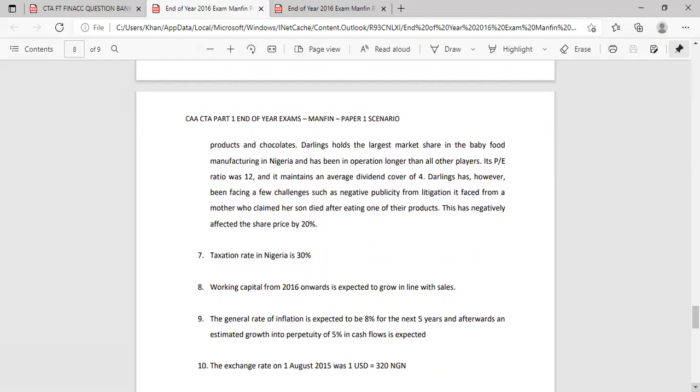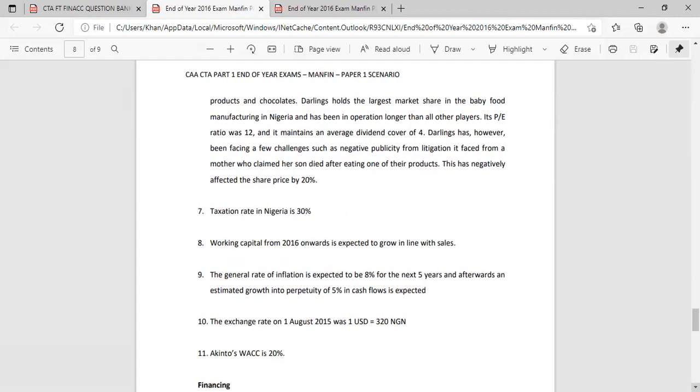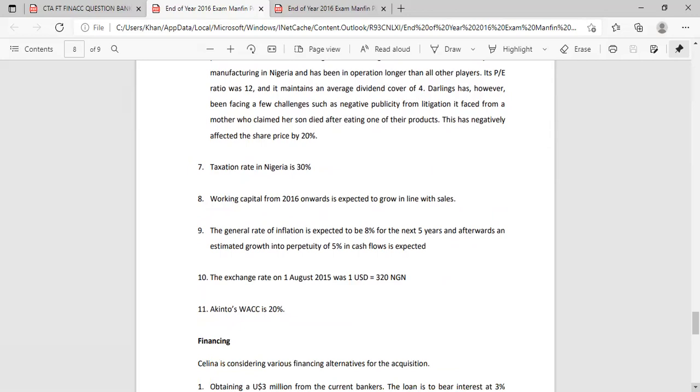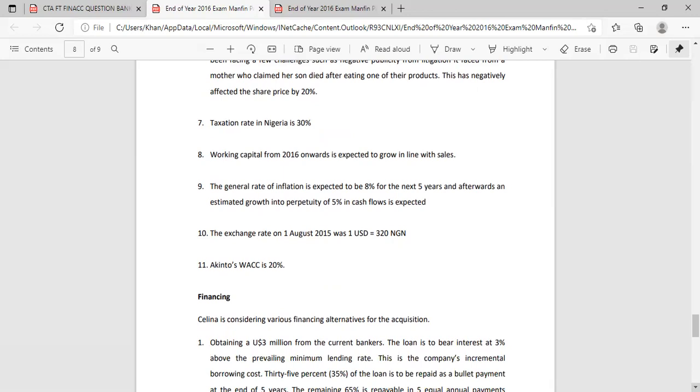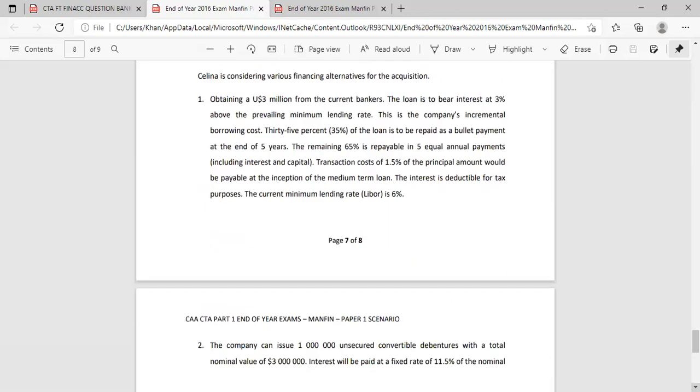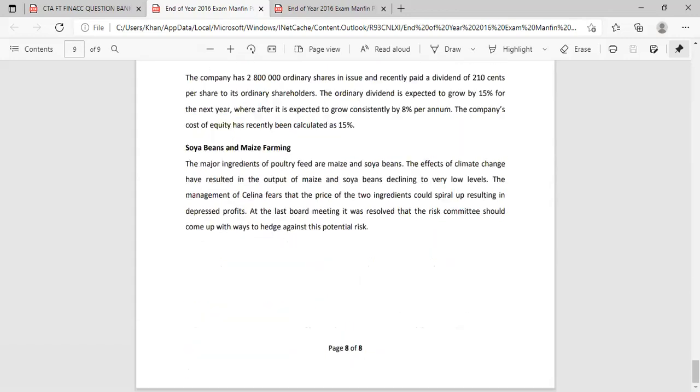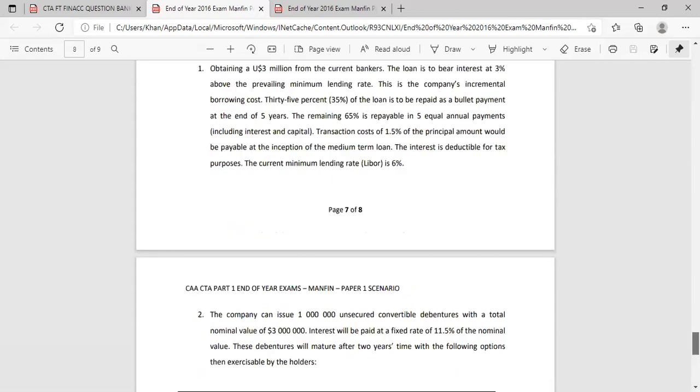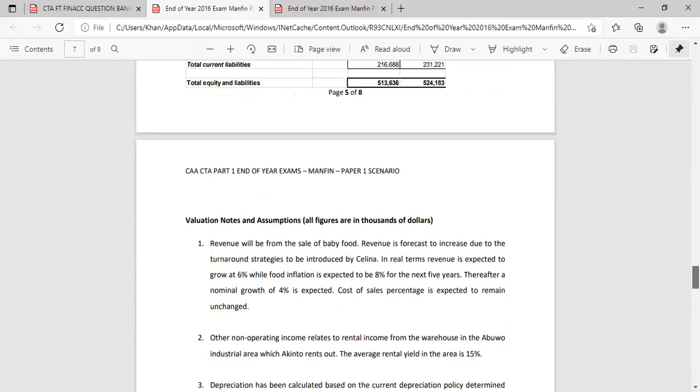Okay, so the taxation rate in Nigeria is 30%. Working capital from 2016 onwards is expected to grow in line with sales. The general rate of inflation is expected to be 8% for the next 5 years, and afterwards, an estimated growth rate into perpetuity of 5% in cash flows is expected. Okay, so the exchange rate on 1 August 2015 was 1 USD equals 320 NGN. Akinto's WACC is 20%. Okay, so that is all I want to read. Just use any other information. Okay. So that we're going to use to compile a valuation.